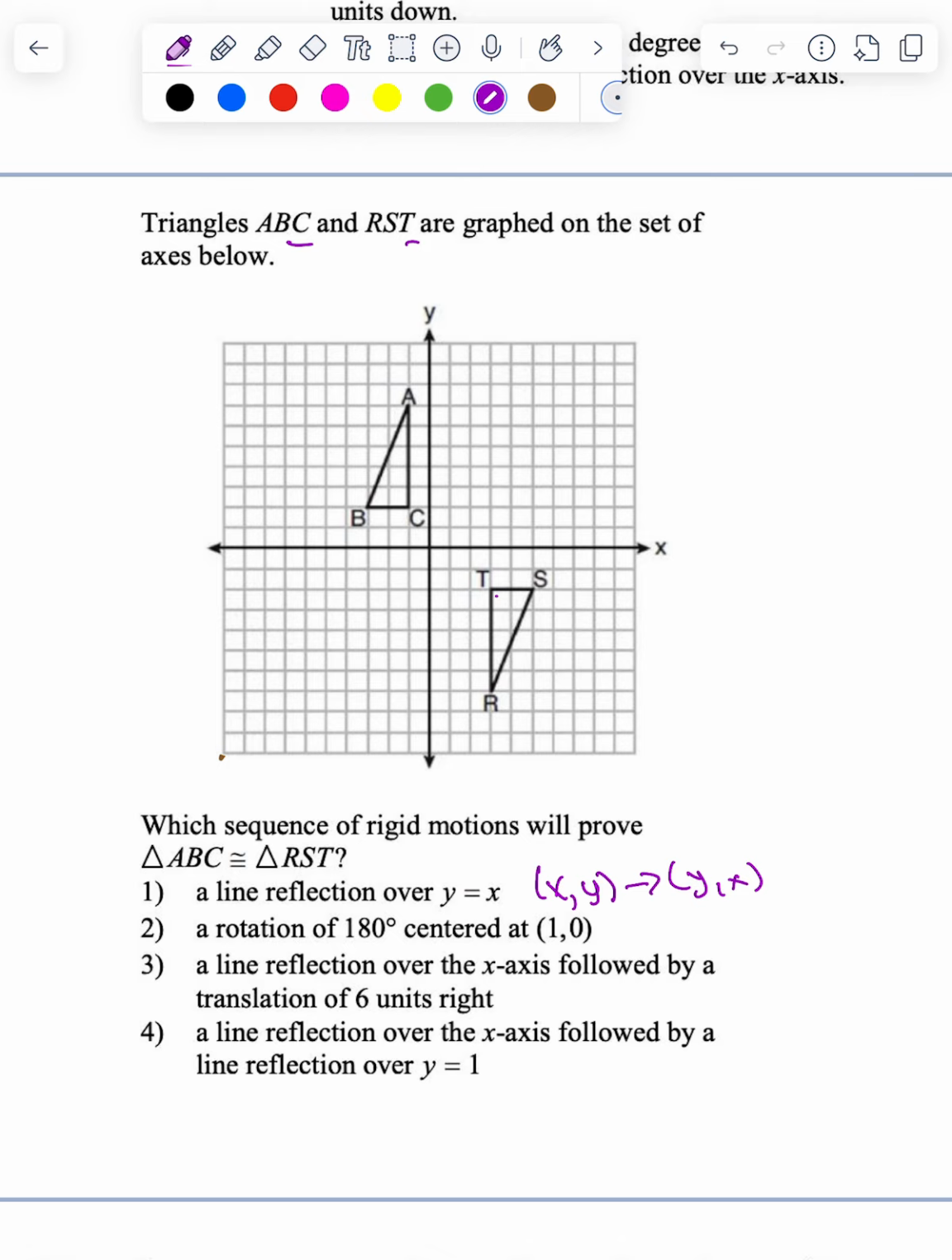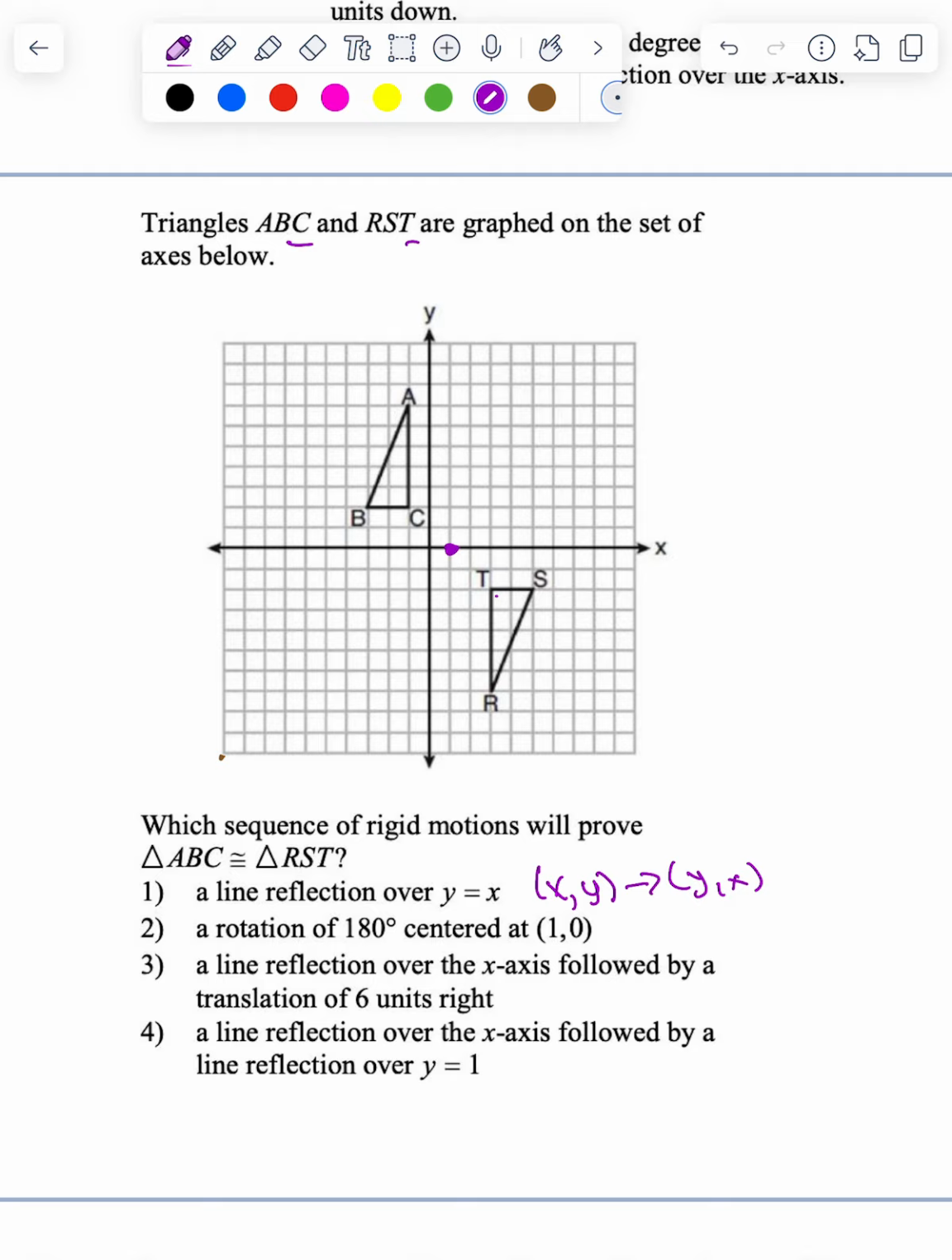Okay, so now we have rotation of 180 degrees centered at 1, 0. So 1, 0 is this point right over here. So what I'm going to do is I'm actually going to do the rotation with 1 point, and I'll just do C again. I know it needs to match onto T because of the letters of the triangle, but also it's going to be the easiest one for me to rotate because it's the closest point on triangle ABC to the center of rotation, to that point 1, 0.